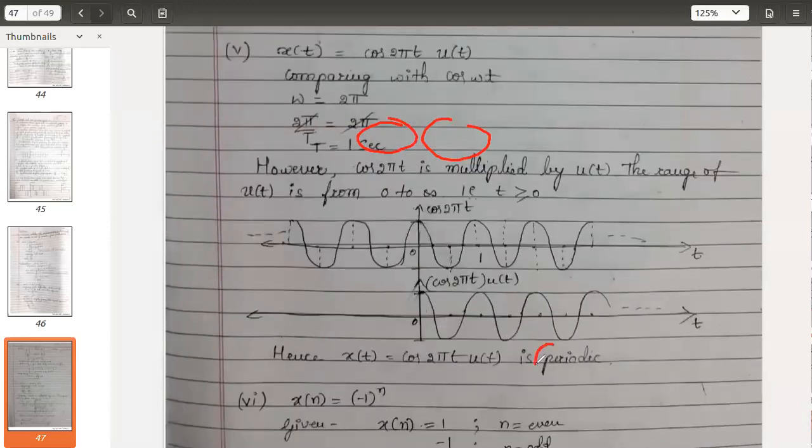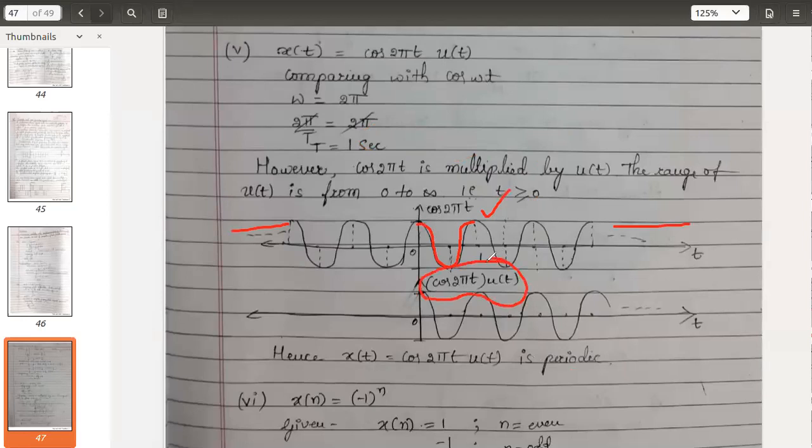Sorry, again I have made a mistake. It is non-periodic. I forgot to write a here. Aperiodic. Okay, the signal is aperiodic. But if the question is only this cos 2 pi t, whether it is periodic, yes, the first signal is periodic, no doubt, because it is extending from minus to plus infinity and the signal is repeating. So the first signal is periodic.